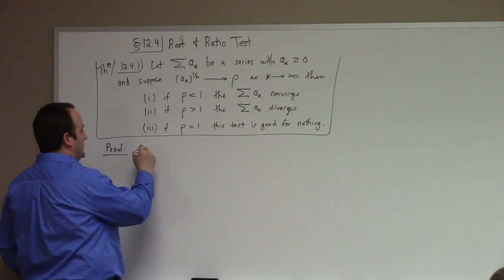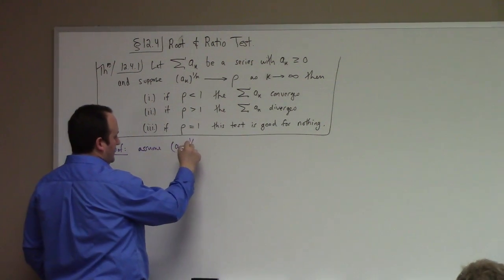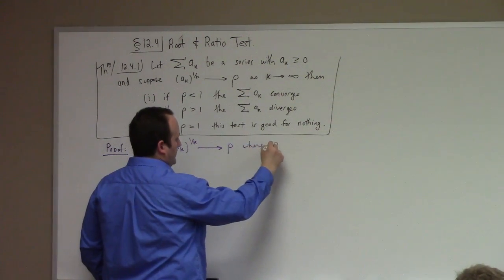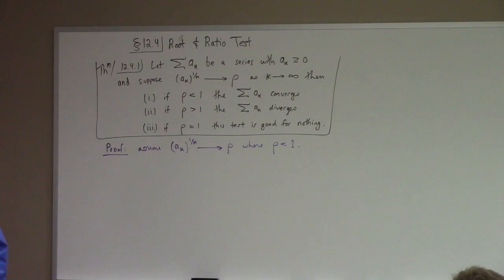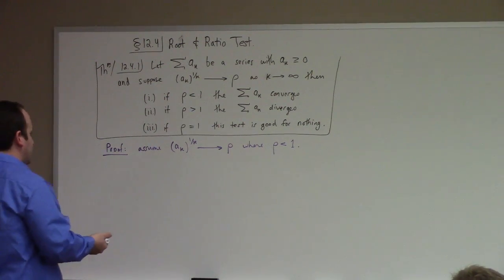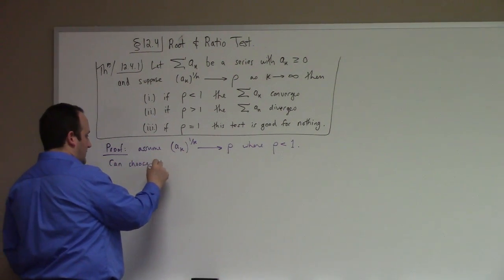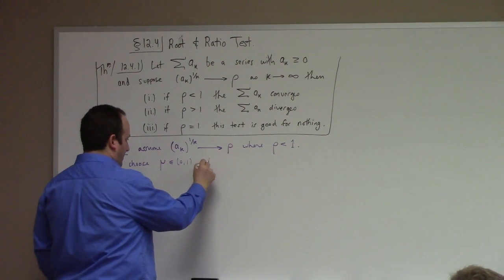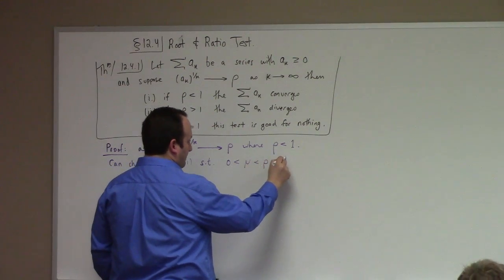So case 1, let's assume that the kth root of a sub k goes to rho, where rho is less than 1. Okay? So if that's the case, that means you can choose some mu in 0 to 1 such that 0 is less than mu is less than rho is less than 1.